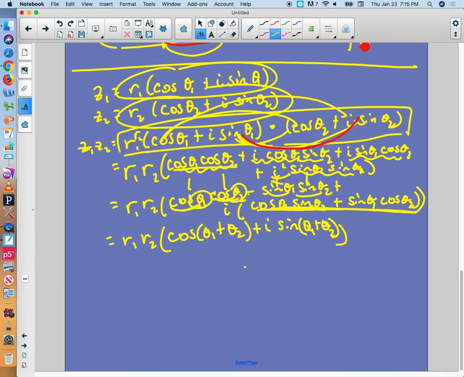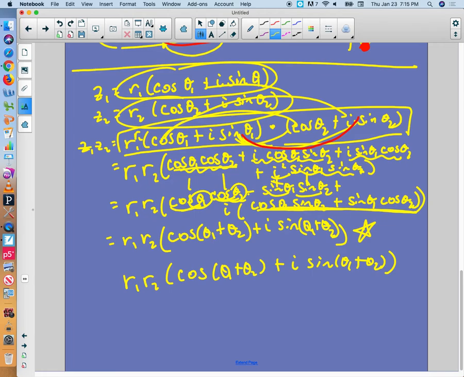So this is actually wonderfully remarkable. To multiply two complex numbers, you multiply your radii together, and then you add your angles together. So if you have this in trigonometric form, things are going to be a whole lot easier.